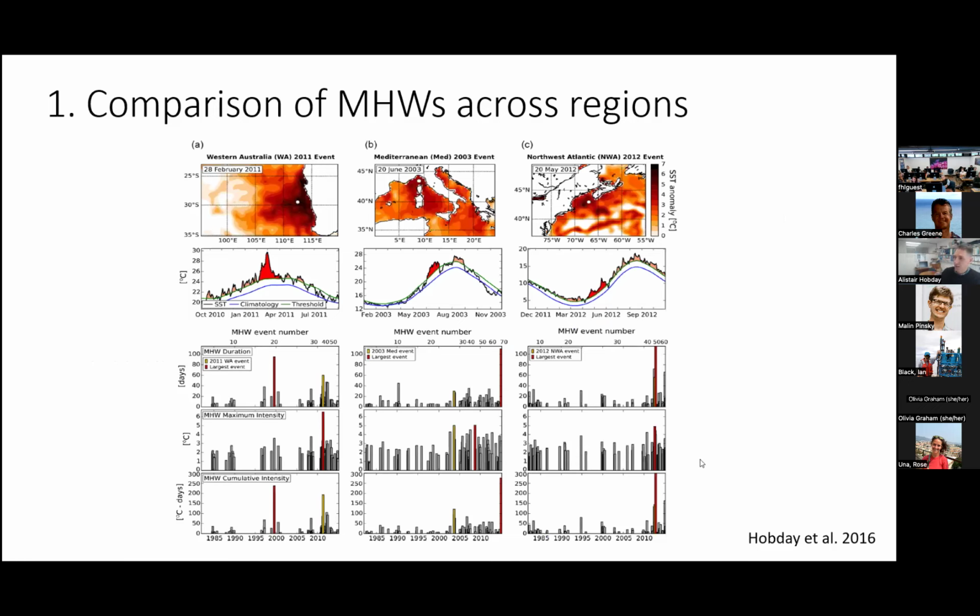So here's a comparison of marine heat waves across regions. Let's compare Western Australia in the first column, the Mediterranean 2003 in the second column, and the Northwest Atlantic in the third column. And you can see in the second row a consistent look at how strong those different events were and what time of year they occurred. In the histogram plots below that, you can see how the current event compares to all other events that you've ever seen in that region. And so you can get a sense of how strong particular events were. That comparative approach, I think, is really powerful. You can now extract many, many time series for regions around the world and look at heat waves over a long period of time.